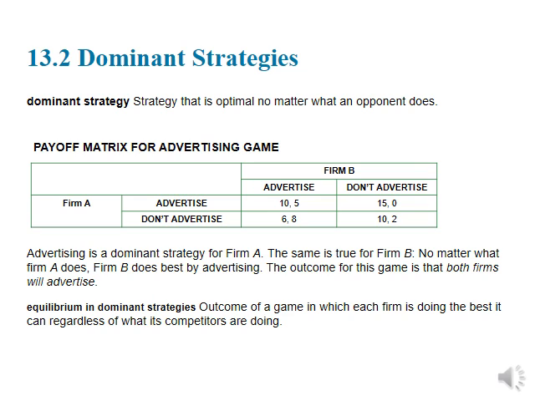Advertising is a dominant strategy for Firm A. Same is true for Firm B. No matter what Firm A does, Firm B does better by advertising. No matter what Firm B does, Firm A does better by advertising. The outcome is therefore that both firms advertise, and we wind up in this payoff cell where Firm A gets 10 and Firm B gets 5. Note, we call this outcome an equilibrium because no firm has any reason to deviate from that.